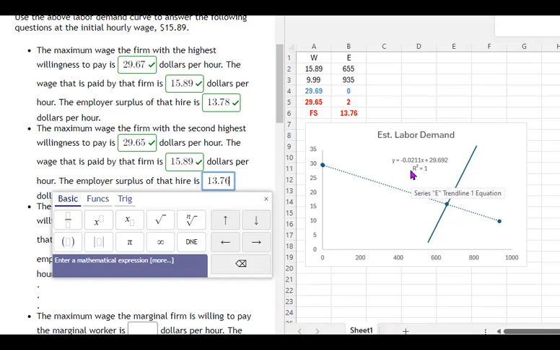And it falls because this is the second most productive worker in your judgment. So you're not going to pay them as much as the one that you judge to be the best.